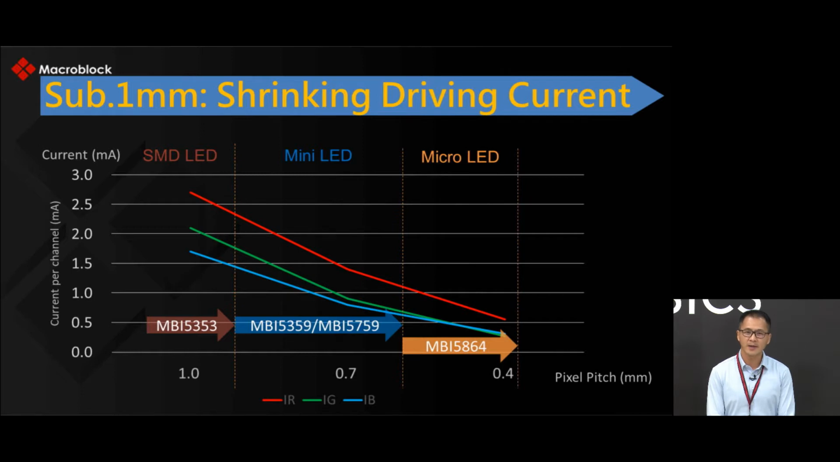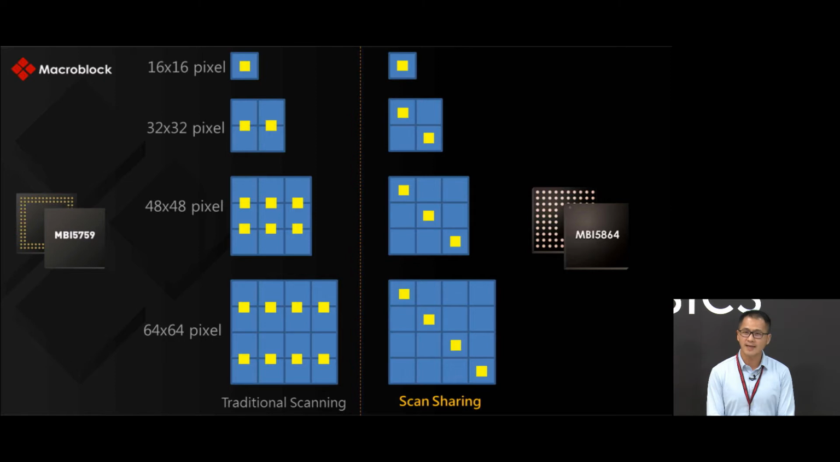For micro LED application, pixel pitch ranges from 0.7 millimeter to 0.4 millimeter. MBI 5864 is the best solution because its minimum driving current is only 100 microampere. On the next page, I would like to talk about scan sharing. What is scan sharing? Scan sharing means the LED driver has its own MOSFETs inside that can be shared with other MBI 5864.